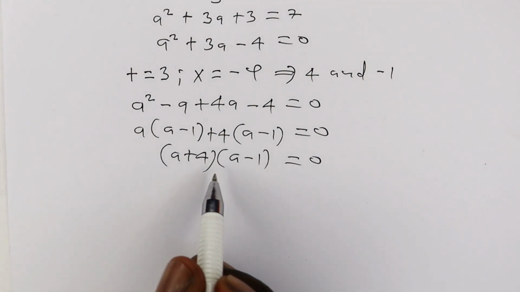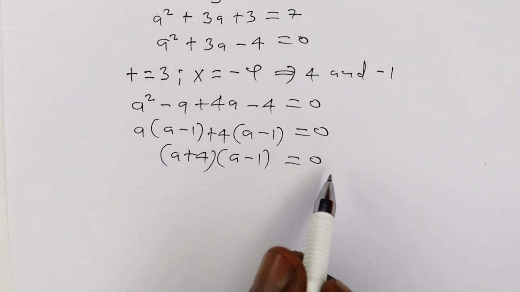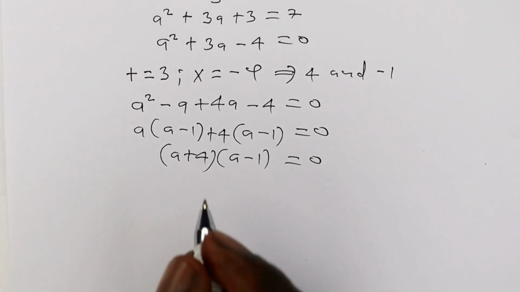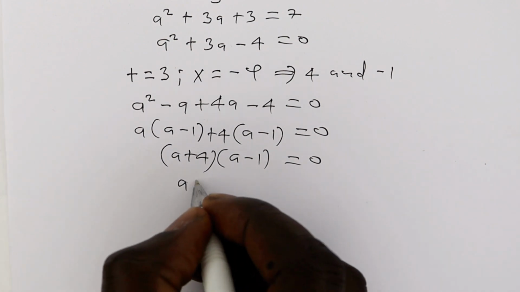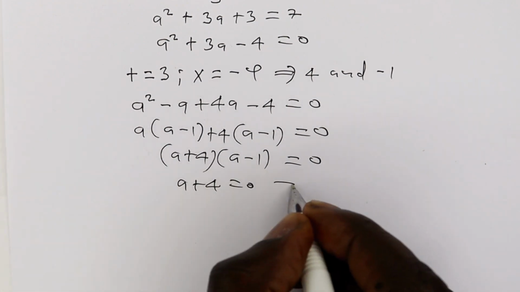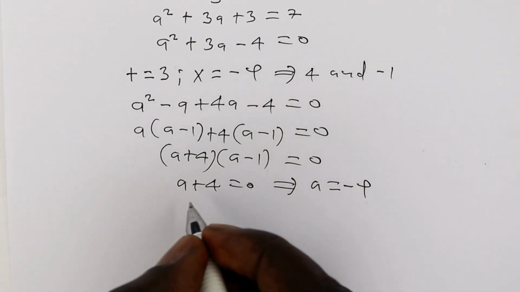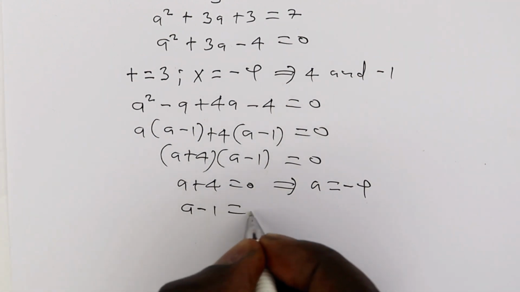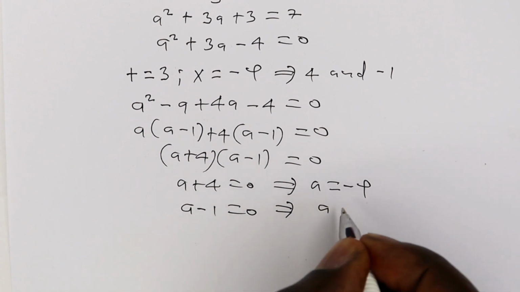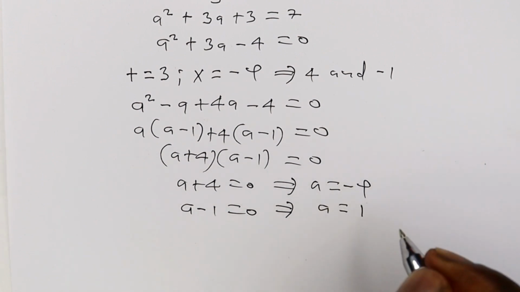So this is a product of two numbers, and it is 0. So it means either of these is 0. If a plus 4 is equal to 0, then we have a to be negative 4. Or if a minus 1 is 0, then we'll have a to be positive 1.